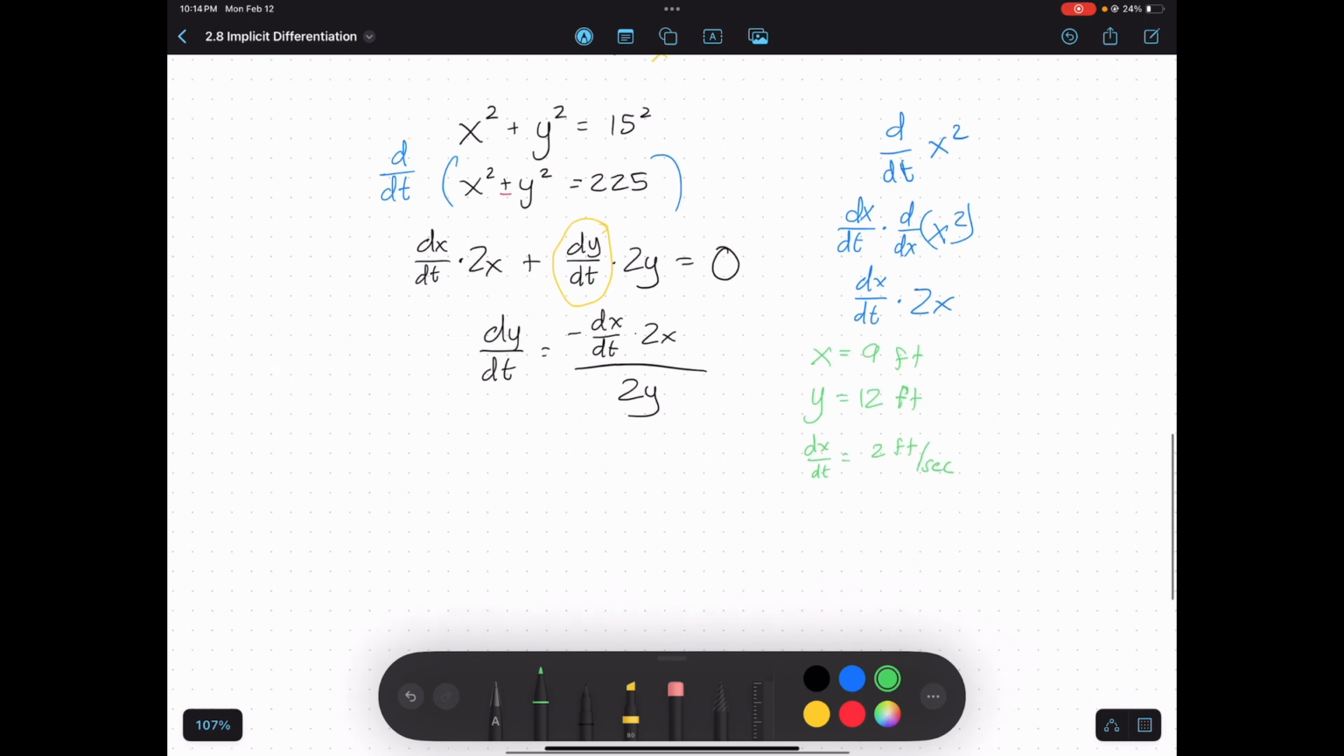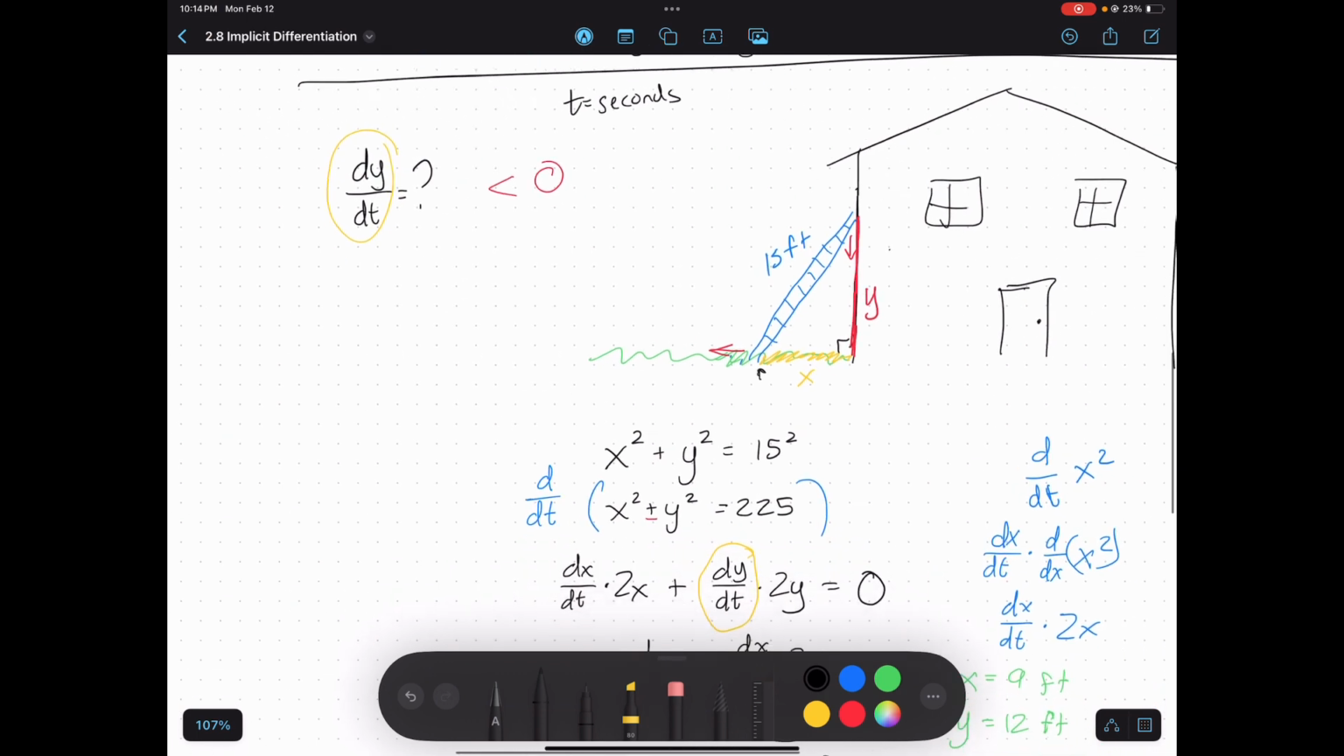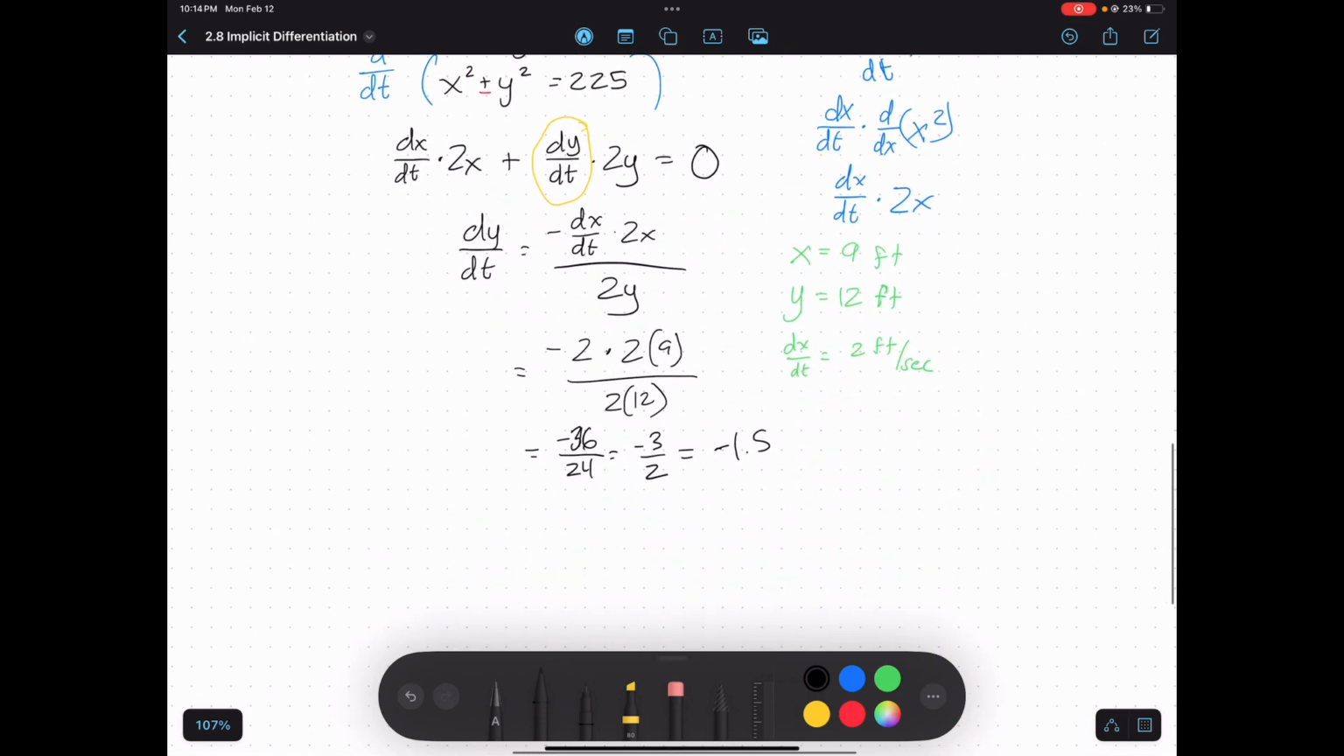If I gave you all three of those values, then it's fairly straightforward to just plug those in. Dx over dt is 2, x is 9, and y is 12. Put that all together, and you get negative 36 over 24, which is just negative 3/2. Which, once again, what is this dy over dt? It's how that distance is changing. So this is negative 1.5 feet per second.